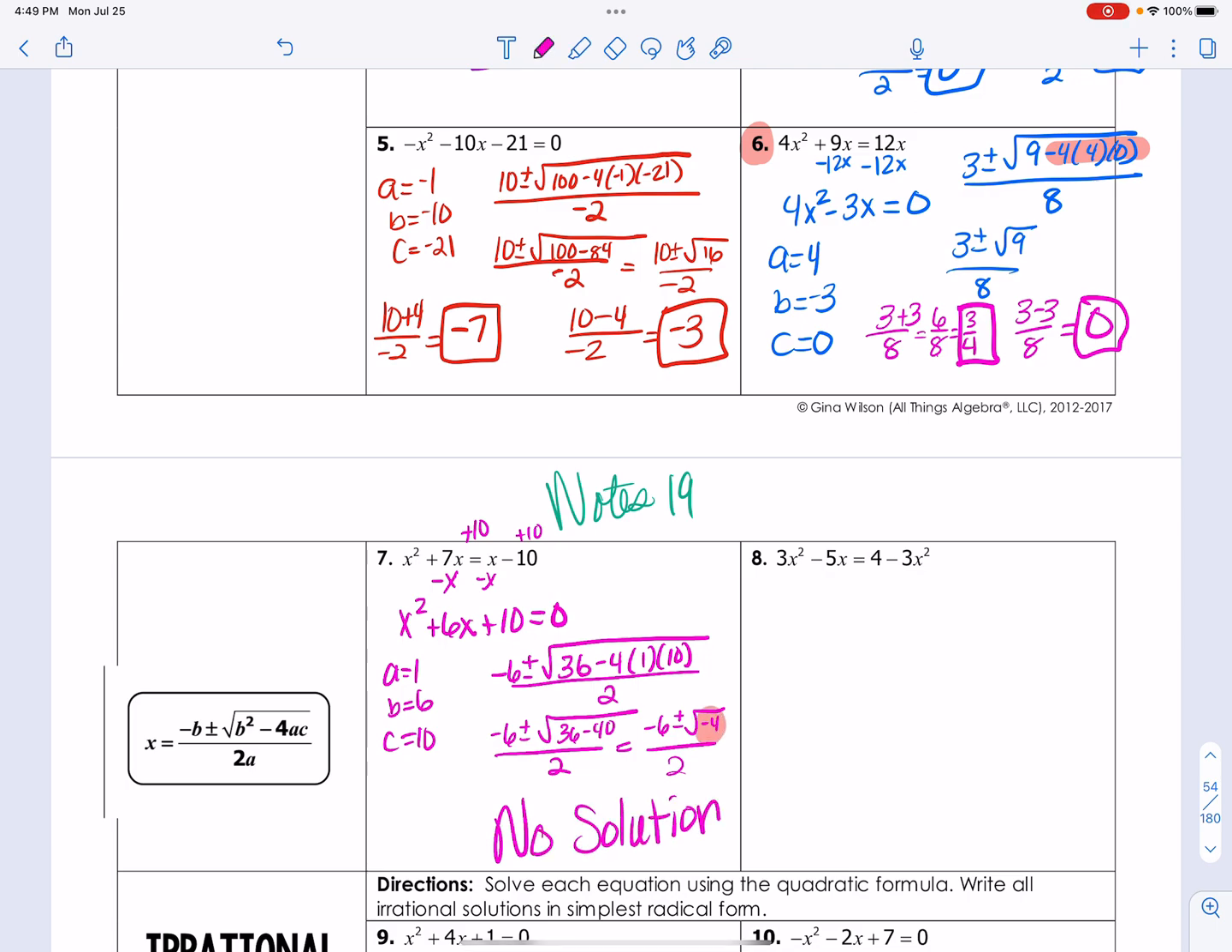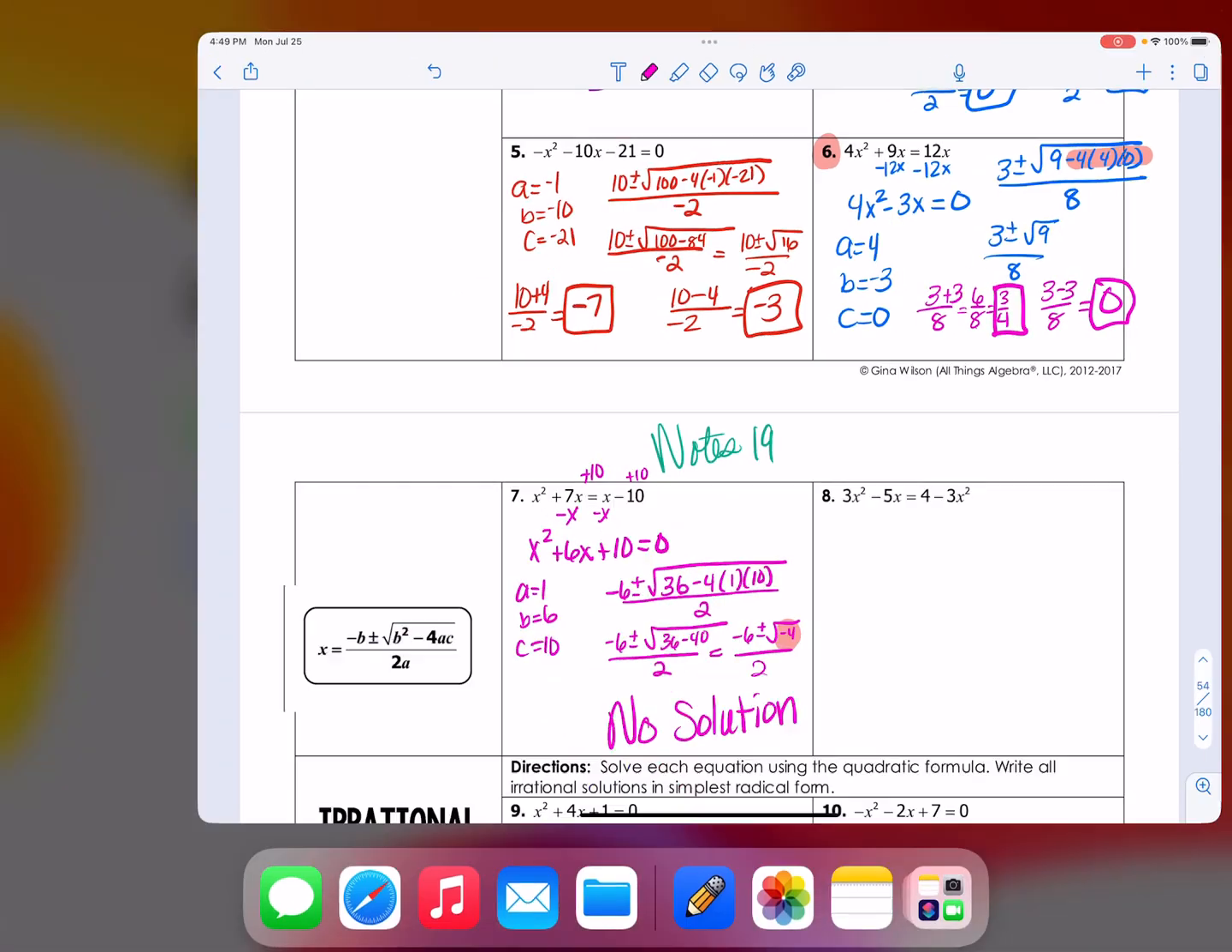That means that it's not going to hit the axis. And you're going to learn later on what to do with that. I'm going to be the teacher that teaches that to you. And there's more to this story. I'm not teaching you everything.